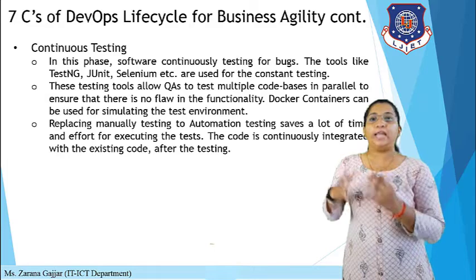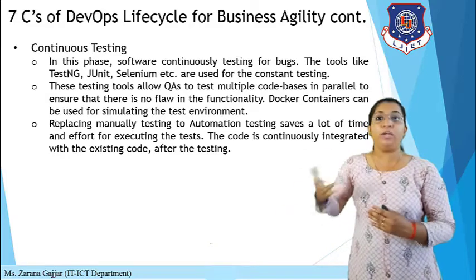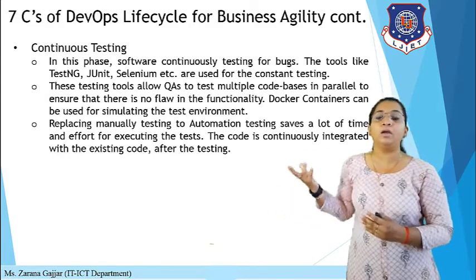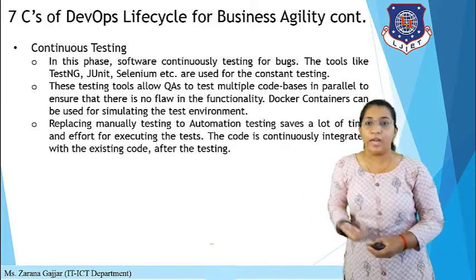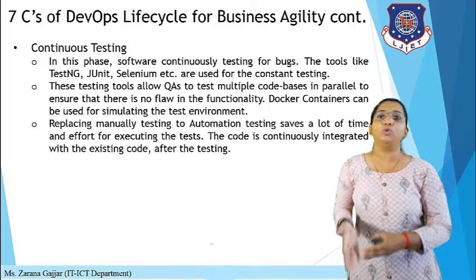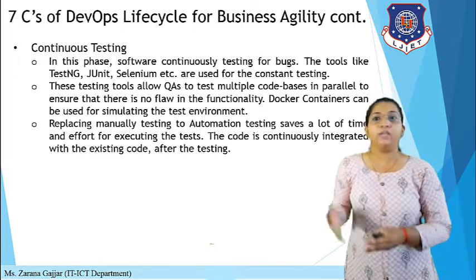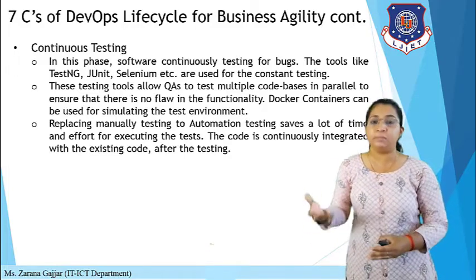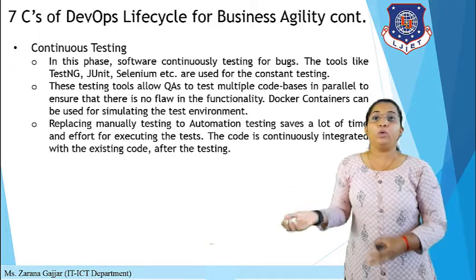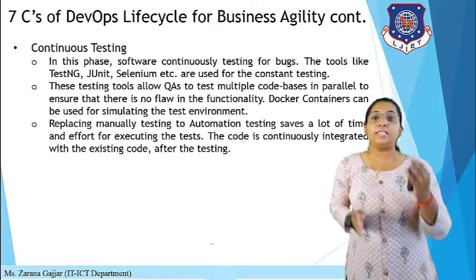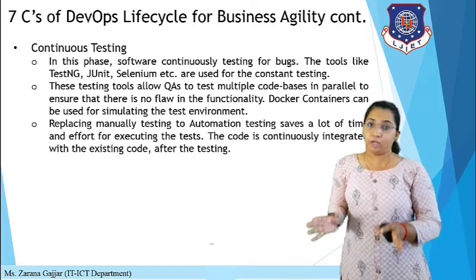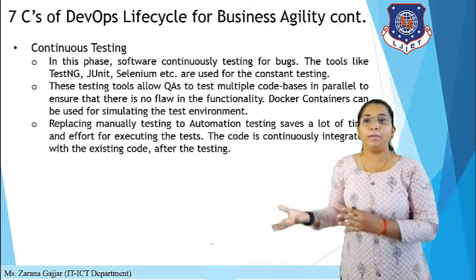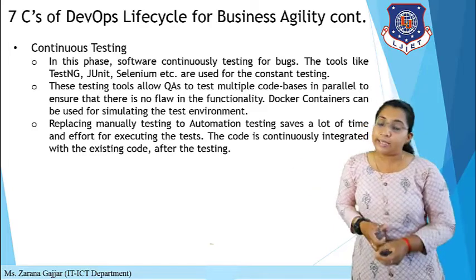Tools like TestNG, JUnit, and Selenium are automated tools available for continuous testing of software. These are some tools used for constant testing, and these testing tools allow the QA, meaning the quality assurance team, to test multiple code bases in parallel to ensure that there is no flaw in the functionality. Docker containers can be used for simulating the test environment.